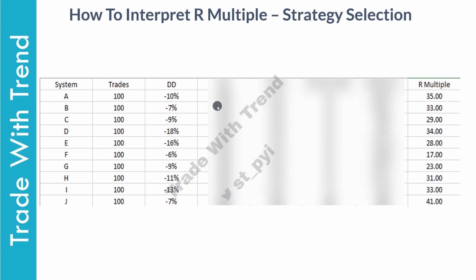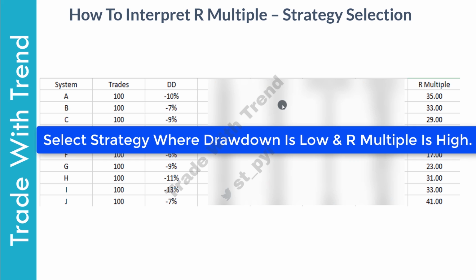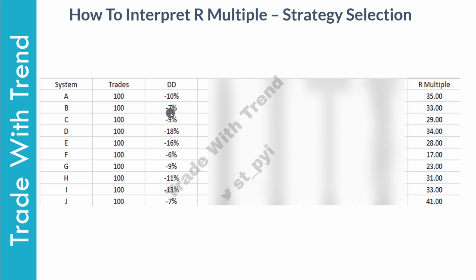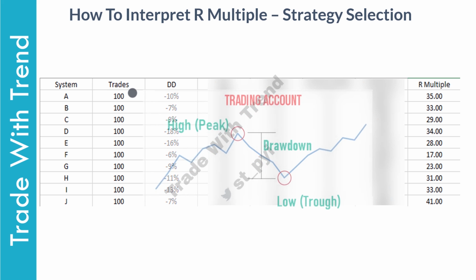So let me now explain how R multiple can help you choose from different trading strategies. As a trader, it is very common to have multiple strategies, and hence the question remains how to shortlist which strategy to trade. If you're beginning in the stock market, then use the combination of drawdown and R multiple. So drawdown is marked here and R multiple data is in this particular column. As a trader, you should choose such a trading strategy where drawdown is minimum but R multiple over 100 trades is maximum.